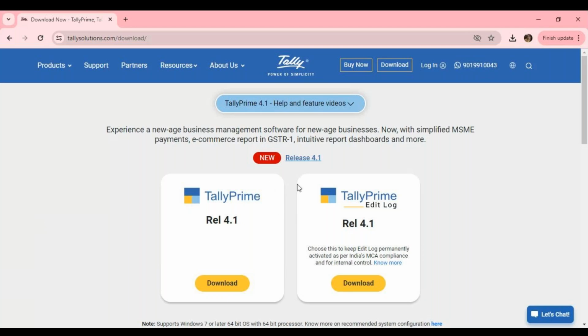Okay. Now, see, we download this version. This is the edit log version, where we will be permanently activated. To keep this version you pay a particular extra amount. The options will all be the same, but you will have internal controls and different management features. The working will be the same, and you'll be able to put all the dates and everything in this version. Now what you have to do is download this Tally release 4.1.